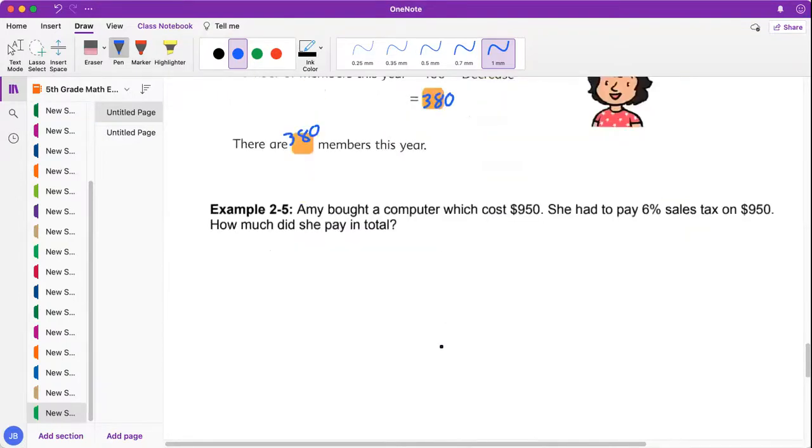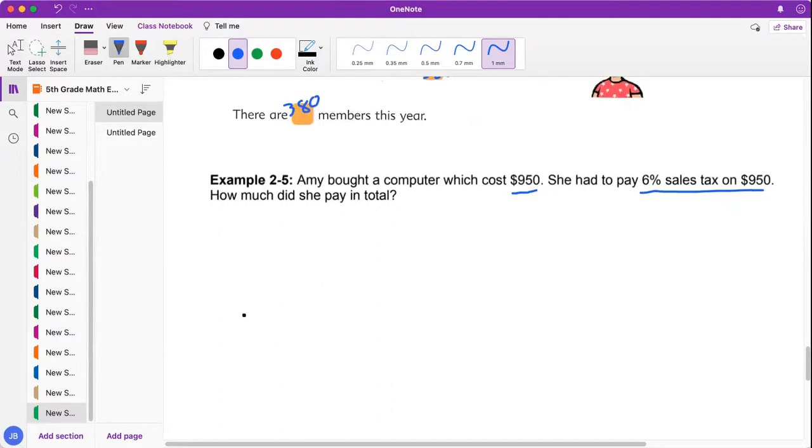All right, so now we'll have some word problems. So it says Amy bought a computer and it cost $950. But she had to pay a 6% sales tax on the $950. So how much did she pay in total? So let me ask everyone this. Is the cost of the computer going to go up with sales tax or down? What do you think? Thumbs up for up and thumbs down for down, or pointer fingers, whichever one. It goes up. All right, and so Francis thinks it goes up.